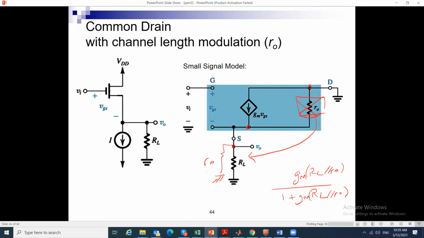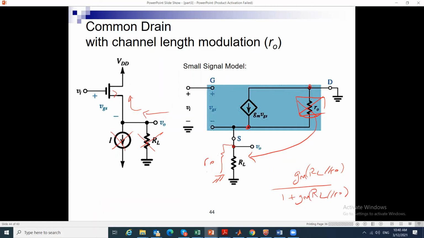When I want to look at the output resistance for this circuit, I remove RL. This is ideal. So I'm looking into the source. Okay, with this is RD plus RO over 1 plus gm RO. Now RO is finite, so I'm going to plug in RD equal to 0 and find the equation for the output resistance. Okay, so that's the only difference.